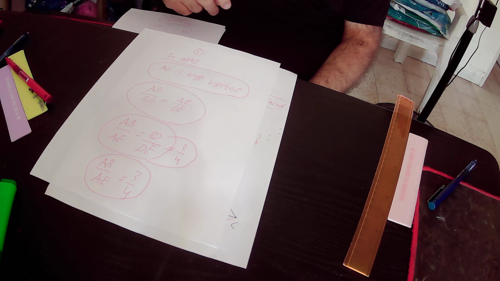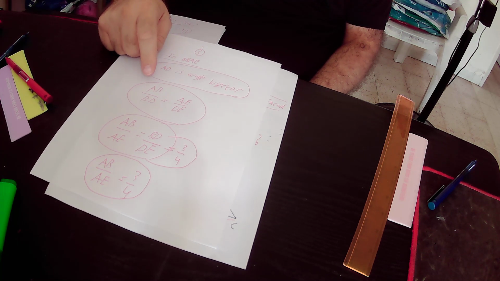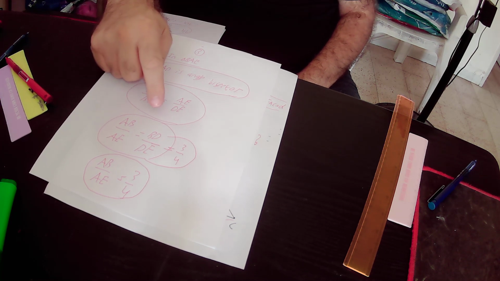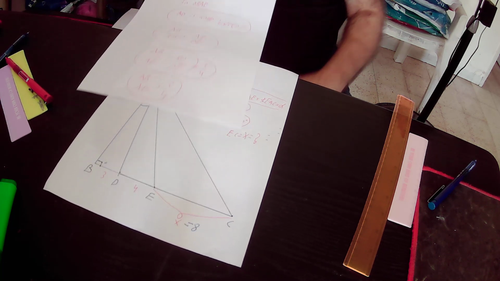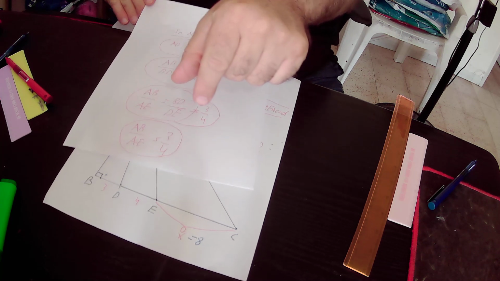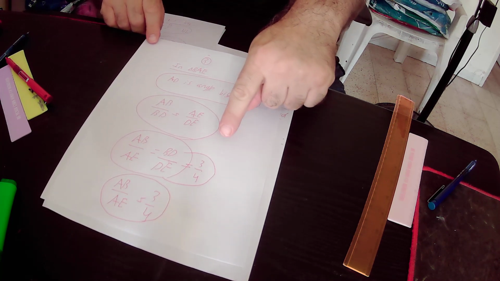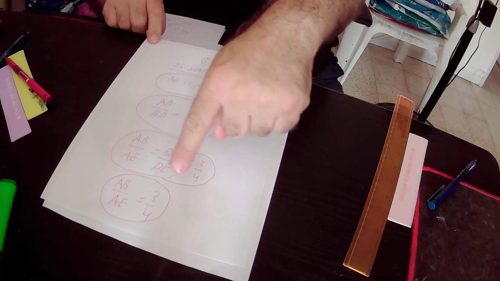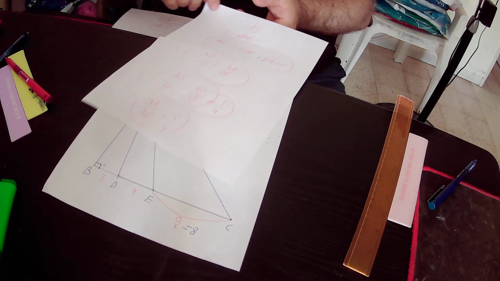Here we divided this equality by AE, and then we multiplied it by BD, and we got that AB over AE equals BD over ED. But we know that BD equals 3 units and DE equals 4 units. So we substitute BD by 3 and DE by 4, and we got that AB over AE equals 3 over 4.